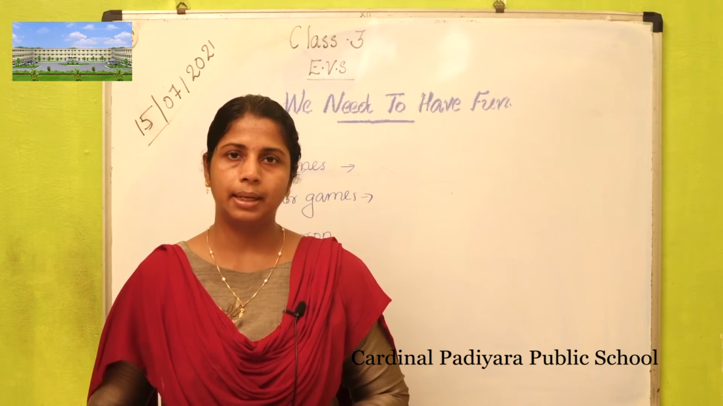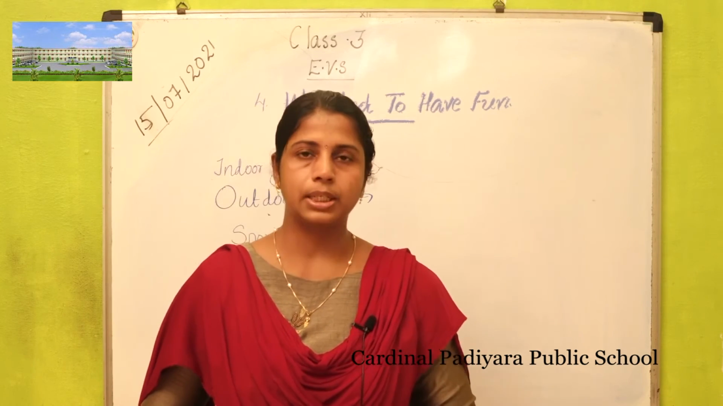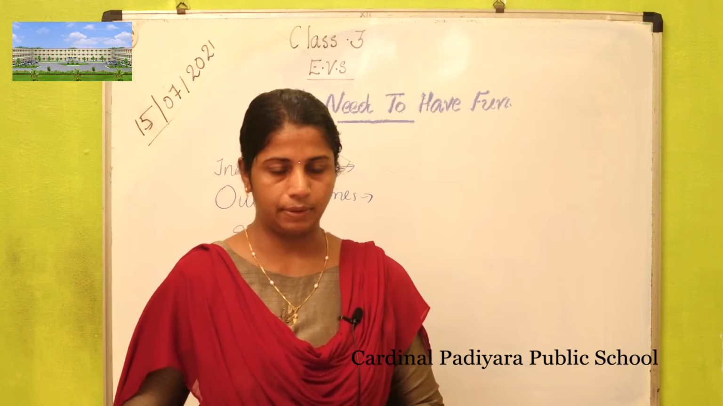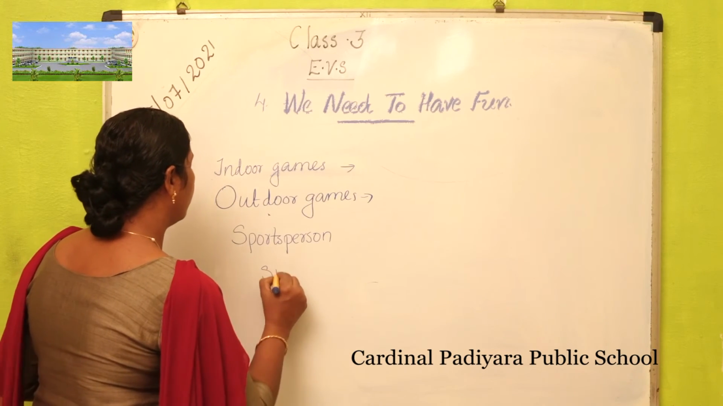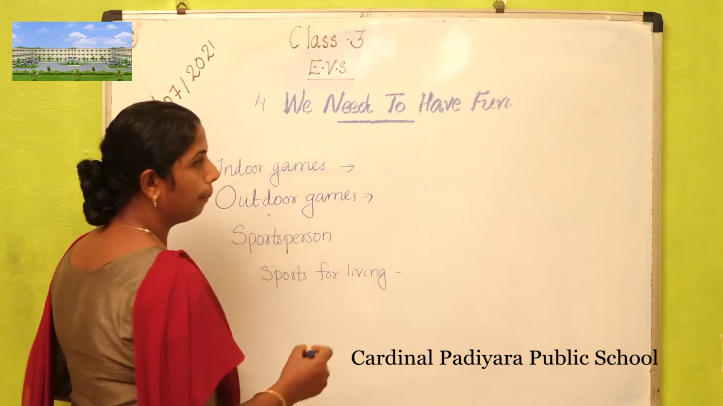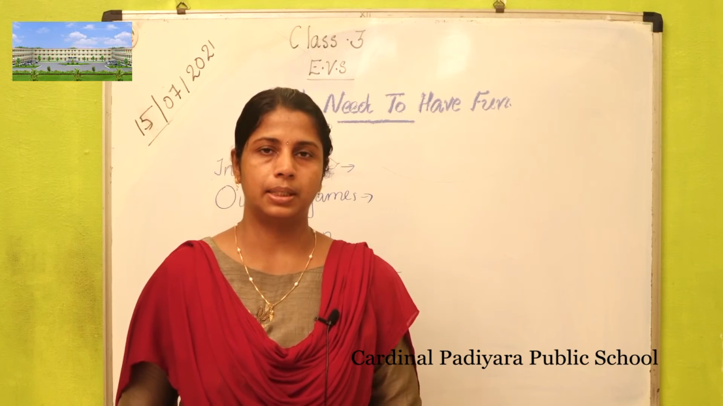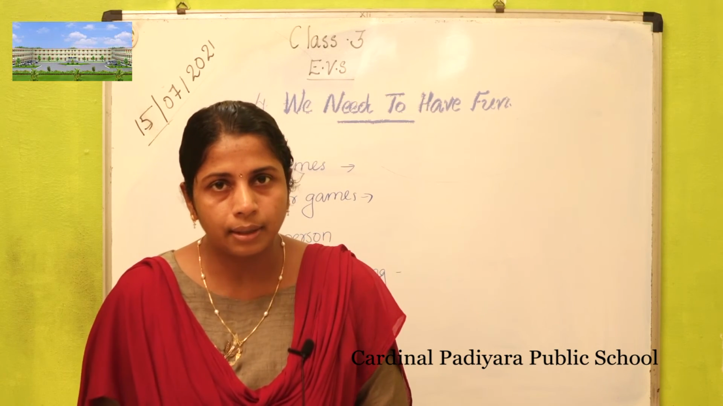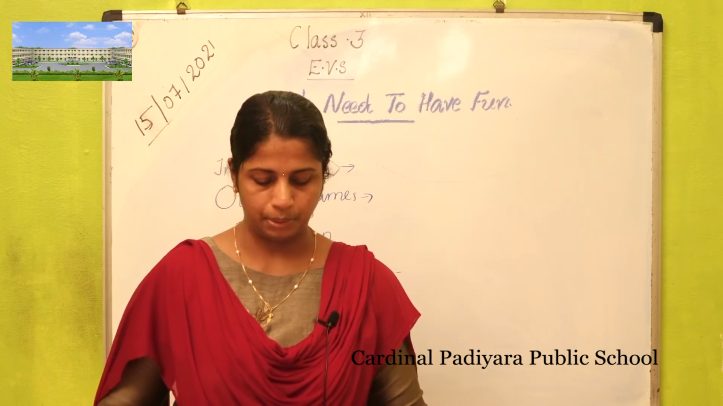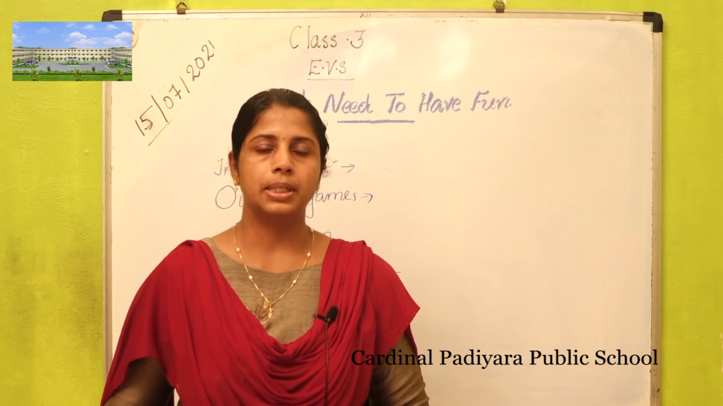A sports person may be a cricketer or footballer, and those who play sports for a living are called professional sports persons. Sachin Tendulkar is a professional sports person. Those who play sports for their living are called professional sports persons. Playing that sport becomes their work.